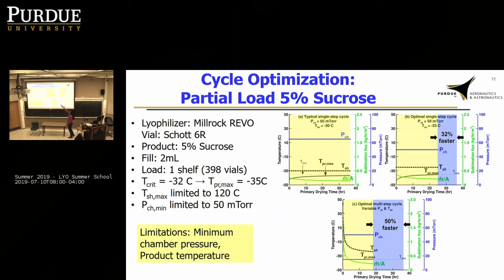Now, the first one is a typical cycle that we got from the literature, a 65 millitorr, -30 degrees Celsius cycle. Now B is kind of different from the previous slide. Here you're operating at very optimal conditions, but it's still a single step cycle. By single step, I mean a single set point for the chamber pressure and shelf temperature. So that's the most optimal that you can run, and that's about 30% faster when compared to what is typically done. But if you do this multi-step cycle, which is basically variable chamber pressure and shelf temperature, you're reducing the drying time by half.